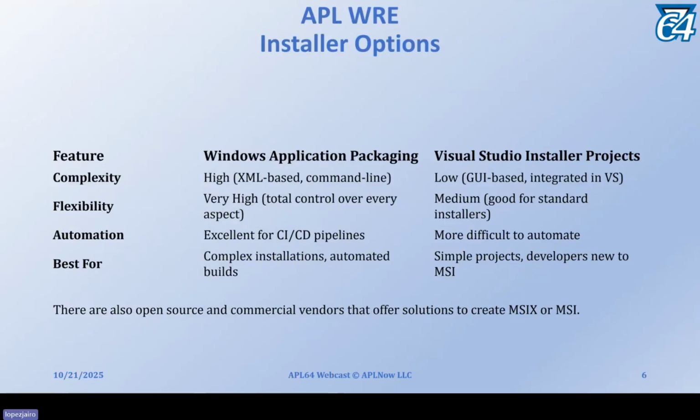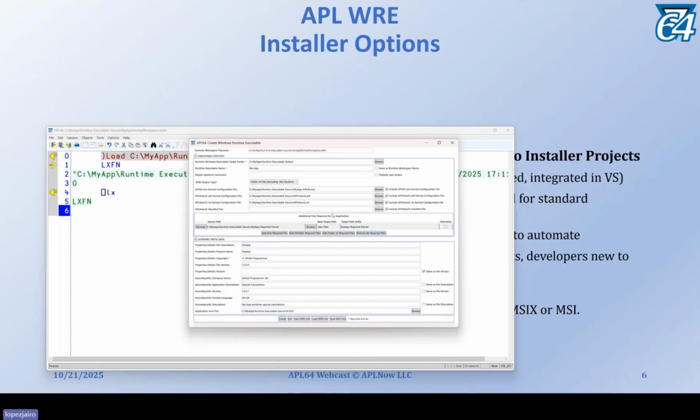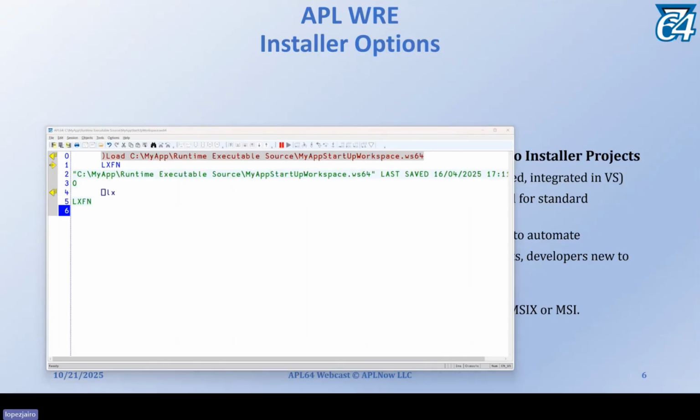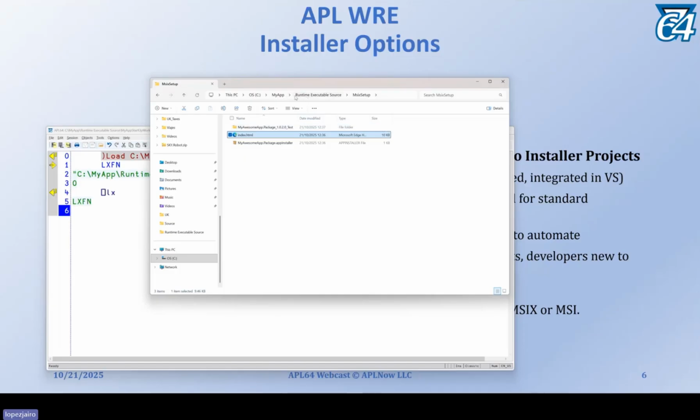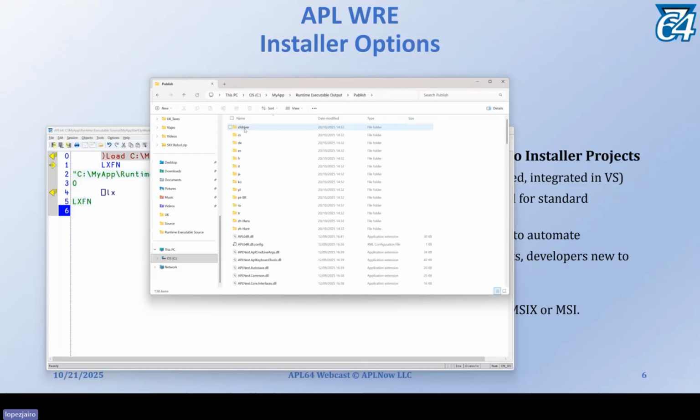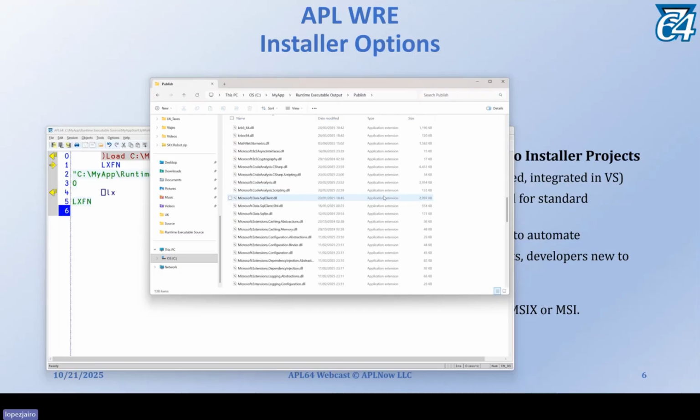So from now on, I'm going to assume that you have selected the folder of files, excluding the .NET runtime. This is one of the examples included in the APL64 documentation. You can get it on the links that I presented previously, download it, and execute this. What it's going to create is, in the executable output, a publish folder with a ton of files in it.